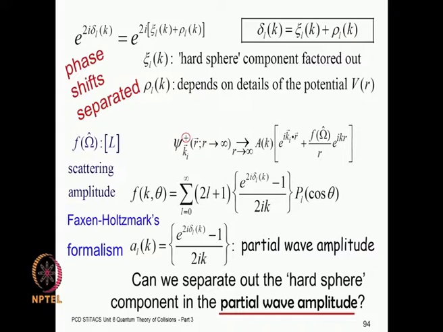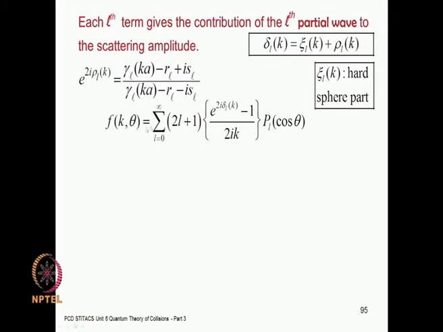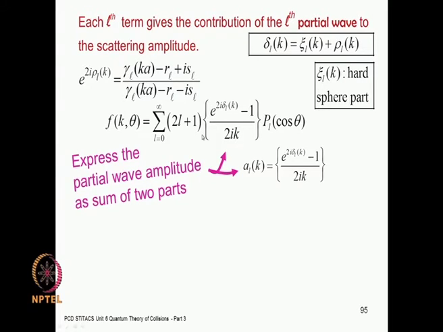So, we try to separate the hard sphere component from the partial wave amplitude, and indeed it can be done by looking at these complex numbers. So, this is not particularly difficult. So, you write this phase shift rho, which is now the second factor. This is the second factor rho, this is the hard sphere part. The remaining part, the dynamics of the collision, is contained in this factor, and the scattering amplitude can be obtained from here. So, the partial wave amplitude we want to write as a sum of two parts.